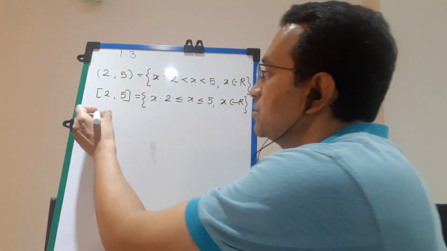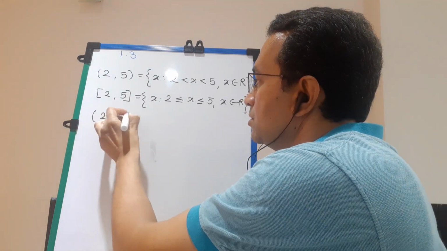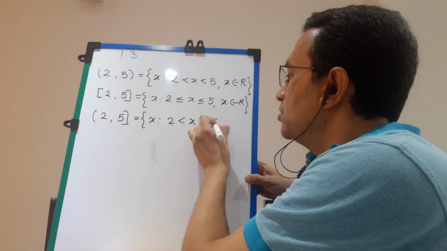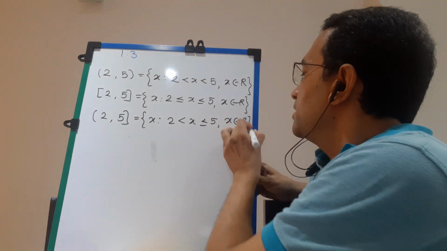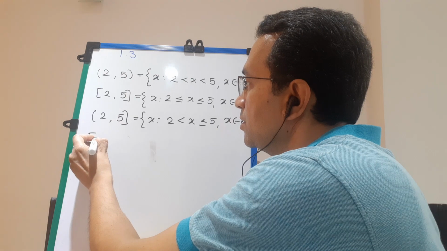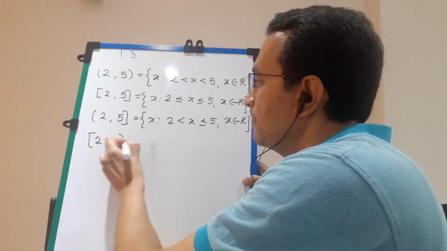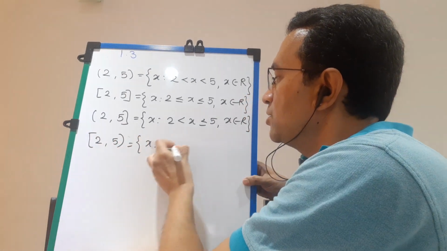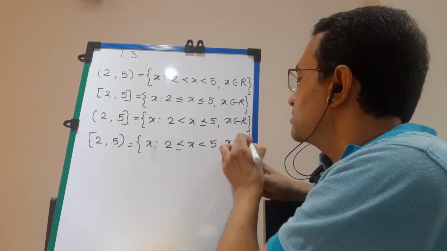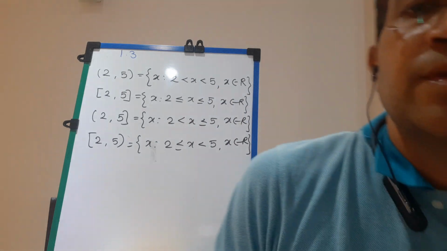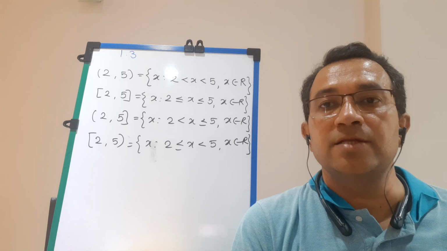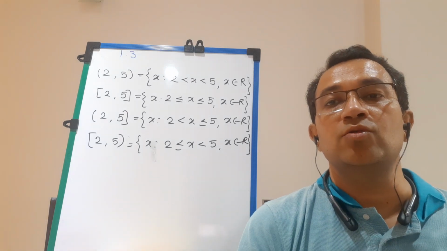Then open closed: x such that 2 is less than x less than or equal to 5 and x belongs to R. Then closed open: x such that 2 is less than or equal to x less than 5, x belongs to R. Where a simple bracket is there, we write only less than, and where a closed bracket is there, we write less than or equal to. That you have to remember, students.